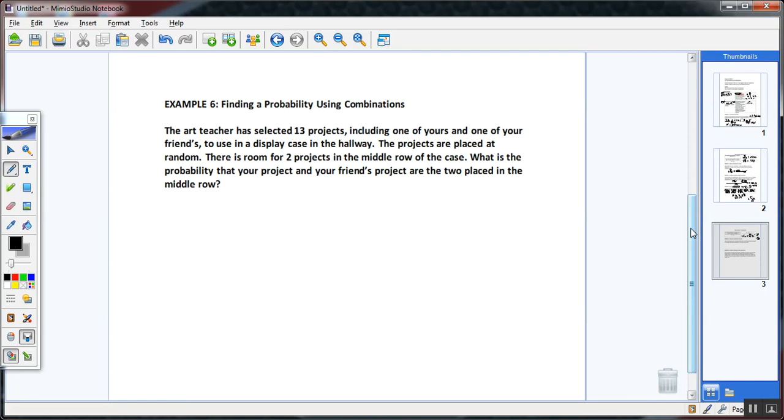Well, the first thing is this. How many projects do they have to choose from? 13. No matter what, they're going to choose how many of those projects? 2. Does it matter in which order they choose those 2? No. It makes no difference because those are the 2 that are going in the middle. So let's figure out how many possible ways they can choose projects. What's combination 13 things 2 at a time equal? It's going to be a big number.